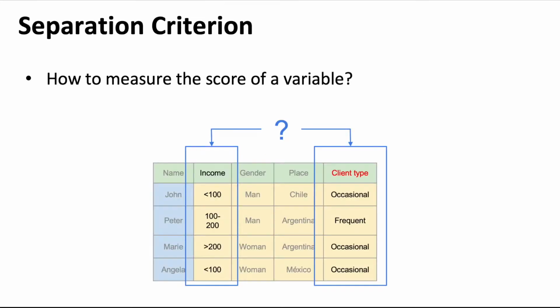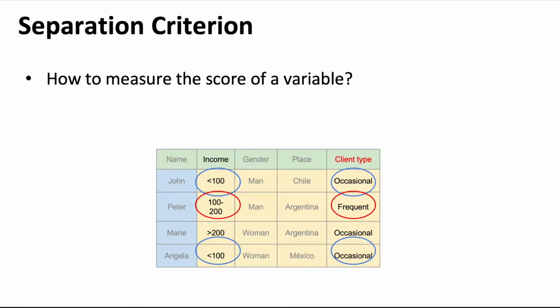Okay, so the first thing we want to figure out is how to measure the score or the quality of a variable. And it has to relate somehow the variable with the class we want to predict. So for example here, how we could measure how good is the variable income to predict the class client type. We can see that one intuition is that if we take a look to the values that the variable income takes, we would like to see how the class changes according to changes in the variable value.